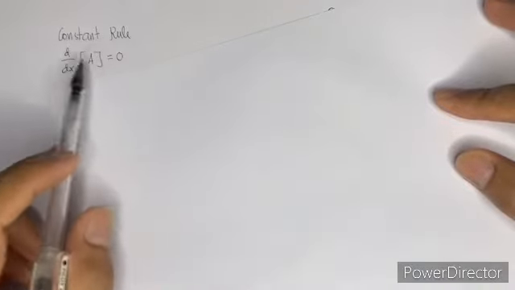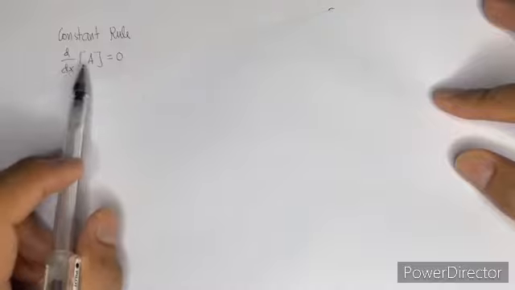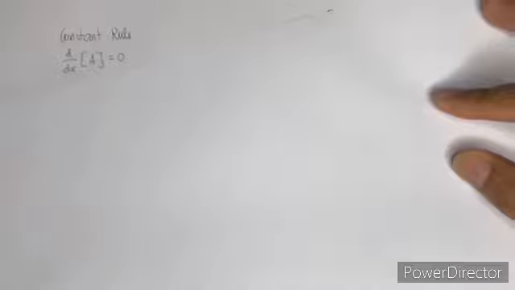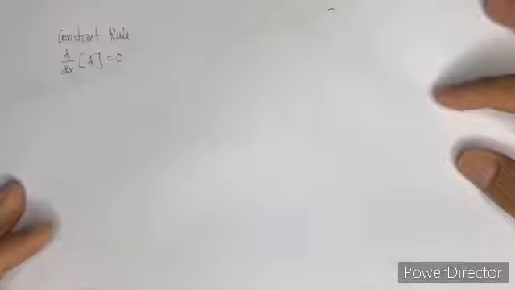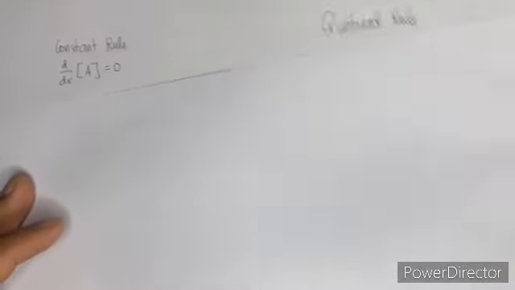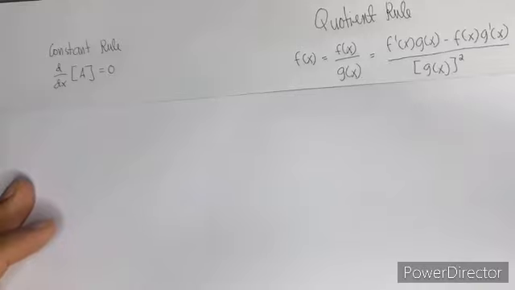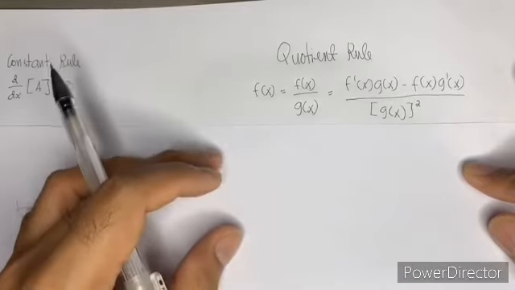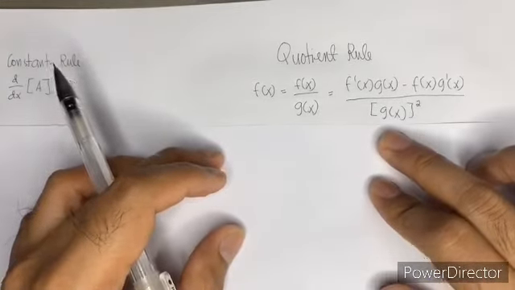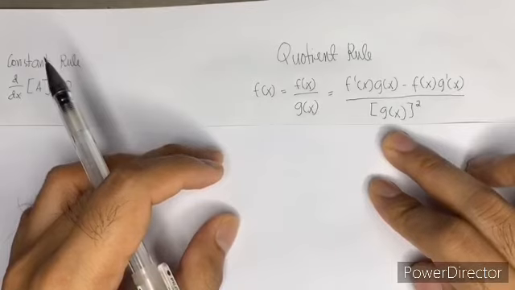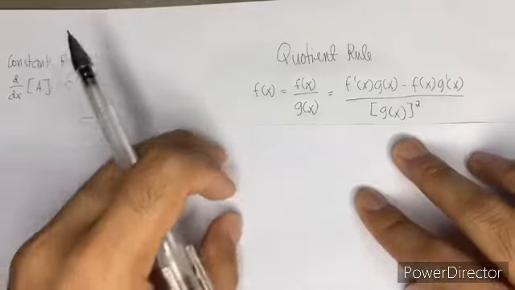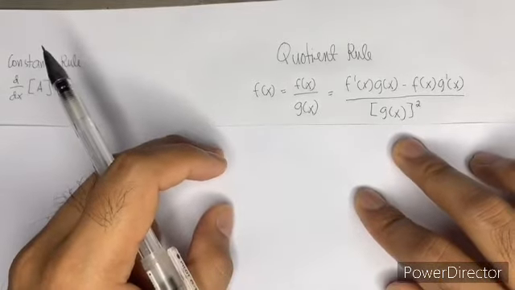So, the constant rule, derivative with respect to x, where a is a constant, is equal to 0. So, any number na walang variable is equal to 0. And then, sa quotient rule naman, ito yung magiging formula na gagamitin mo. We have the f of x divided by g of x is equals to f prime of x times g of x minus f of x, g prime of x divided by quantity g of x raised to 2.